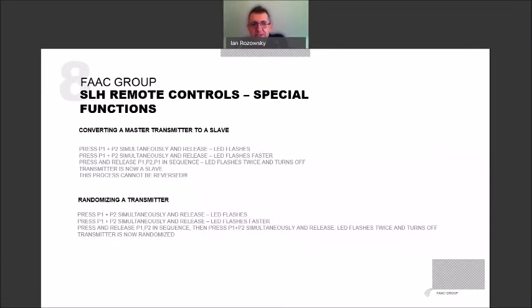You'll see the LED will flash but faster. You then press and release in sequence button 1, button 2, and button 1 again. And you'll see the blue LED flashes twice and turns off. And at the end of that process, that transmitter is now a slave. And what's important to know is that process cannot be reversed. Once a master is converted to a slave, it remains a slave forever going forward. So it is only able to be coded from another master transmitter, but it cannot be used to create a new transmitter on the site.